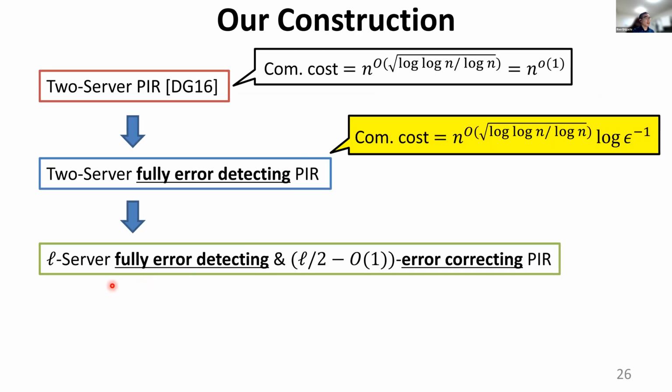Before explaining the general case of error servers, we first explained our two-server fully error detecting PIR. That is, there are two servers, and one of the servers is malicious, and a client wants to detect it if that server returns incorrect answers. Our scheme is based on the previous two-server PIR proposed by Dvir and Gopi, which has the currently best known communication cost in this setting. We modify that scheme so that it realizes full error detection.